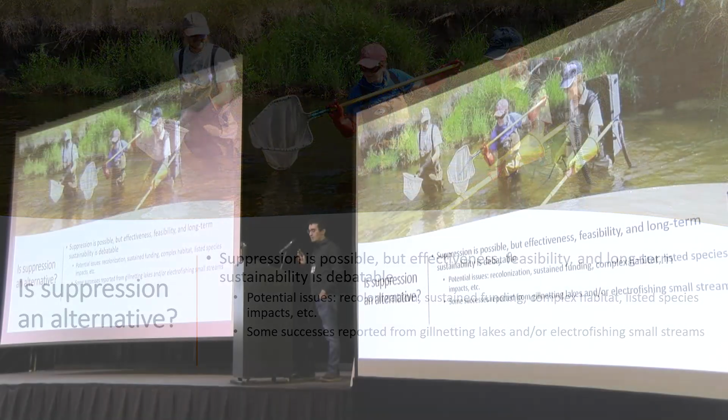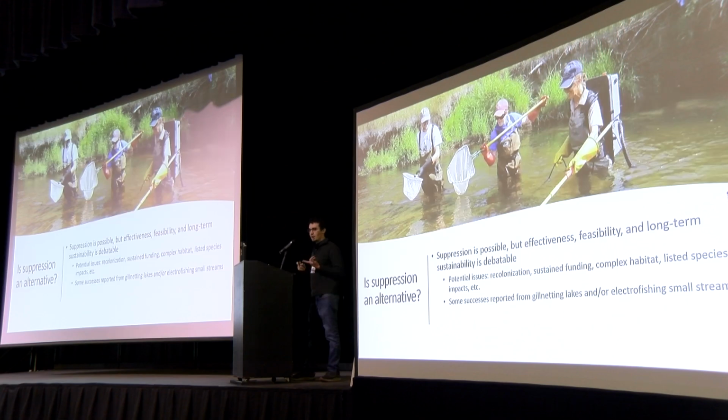But that said, there have been some successes reported. Gill netting in lakes within Oregon has been working out pretty well recently. And also electrofishing small streams, there is a long history of that being successful for suppression and sometimes removal.